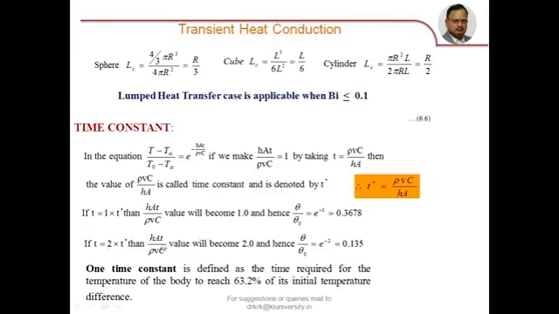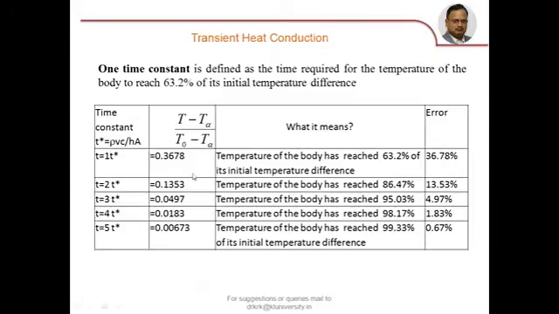For example, 3 T stars. HA by rho VC. In the place of T we keep 3 T stars, where T star is rho VC by HA. So HA by rho VC into 3 rho VC by HA cancels, leaving 3. So you will get e power minus 3. So this is e power minus 1, this is e power minus 2, this is e power minus 3, this is e power minus 4, and this is e power minus 5.